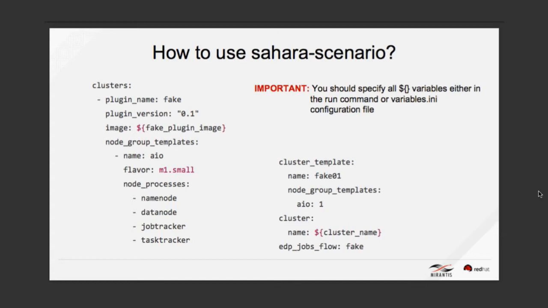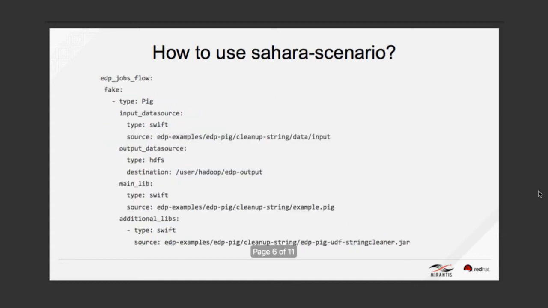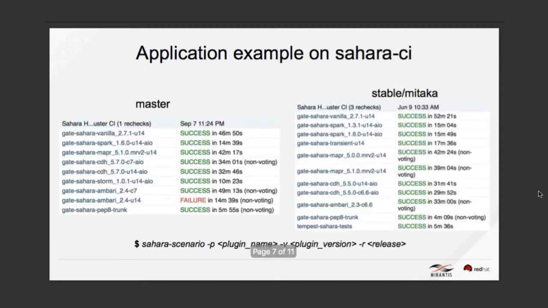To perform the EDP job, you need to specify a job flow. In this section, you specify the job type, data sources for input and output, and the file system where they will be stored. The Sahara-scenario framework is widely used on Sahara-CI for all stable Sahara branches. For starting validation of a plugin in a stable release, you need to specify the -r or release flag. If you want to run validation for the master branch, this flag is a necessary option for you.